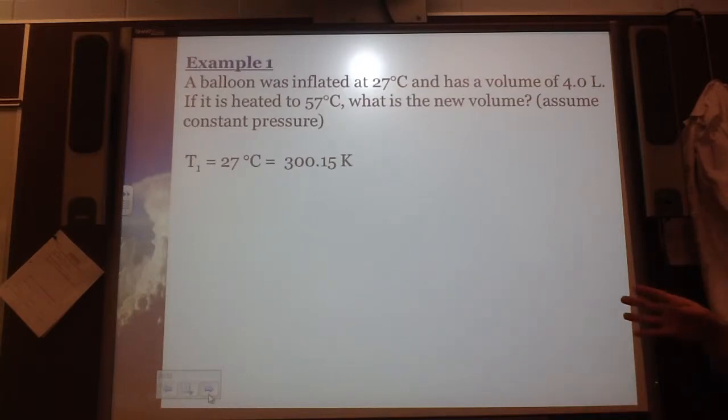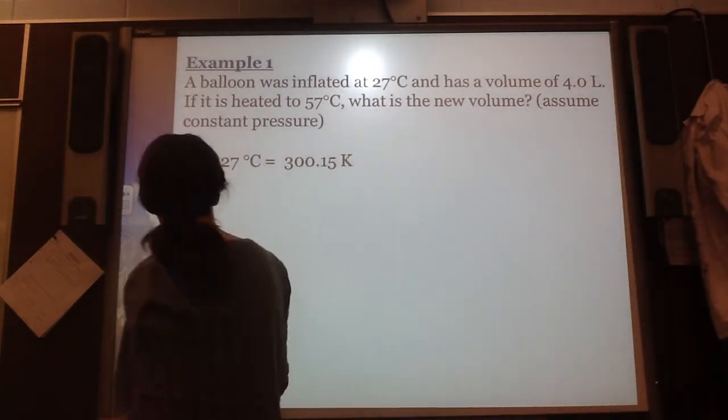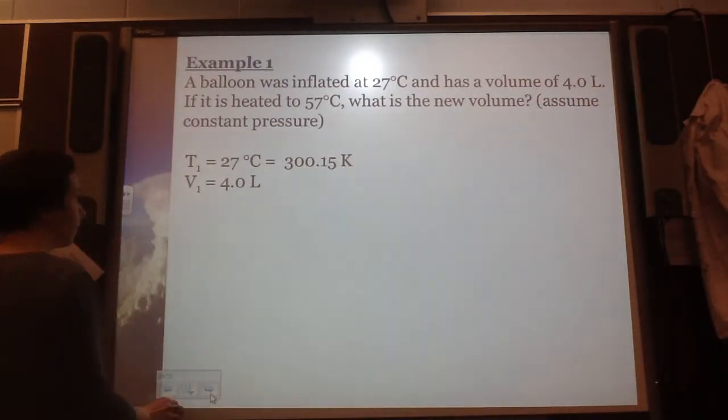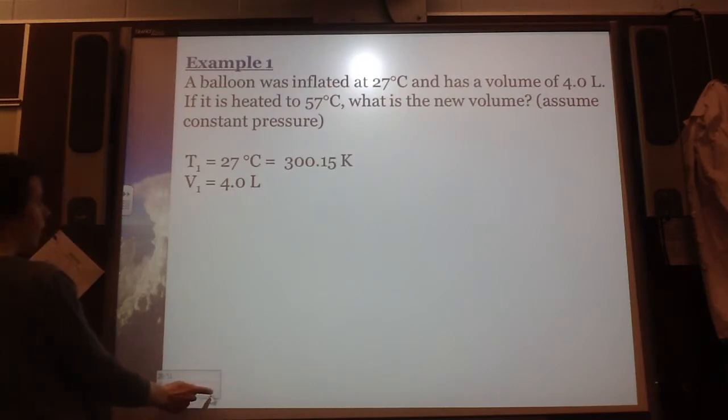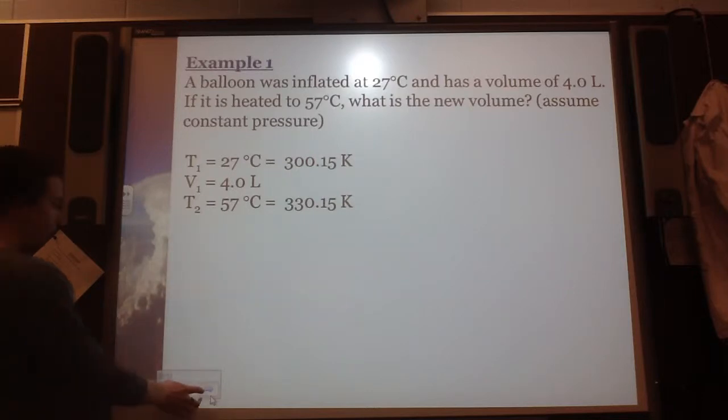So it gave us temperature in degrees Celsius. Now you cannot leave it in degrees Celsius. It's very important. Okay? The other ones you could leave like ATM as ATM, but degrees Celsius is the one unit you must convert. Okay? So T1 then converts to 300.15 Kelvin. V1 is 4 liters. T2 is 330.15 Kelvin.